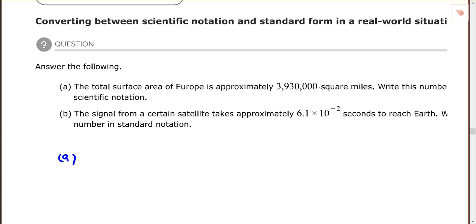So to write this in scientific notation, first of all, you want only one non-zero digit to the left of the decimal. So I need my decimal to fall between the 3 and the 9. So 1, 2, 3, 4, 5, 6 places. 3.93. I don't need those other zeros since they're to the right of the decimal. So times 10 to the 6th.